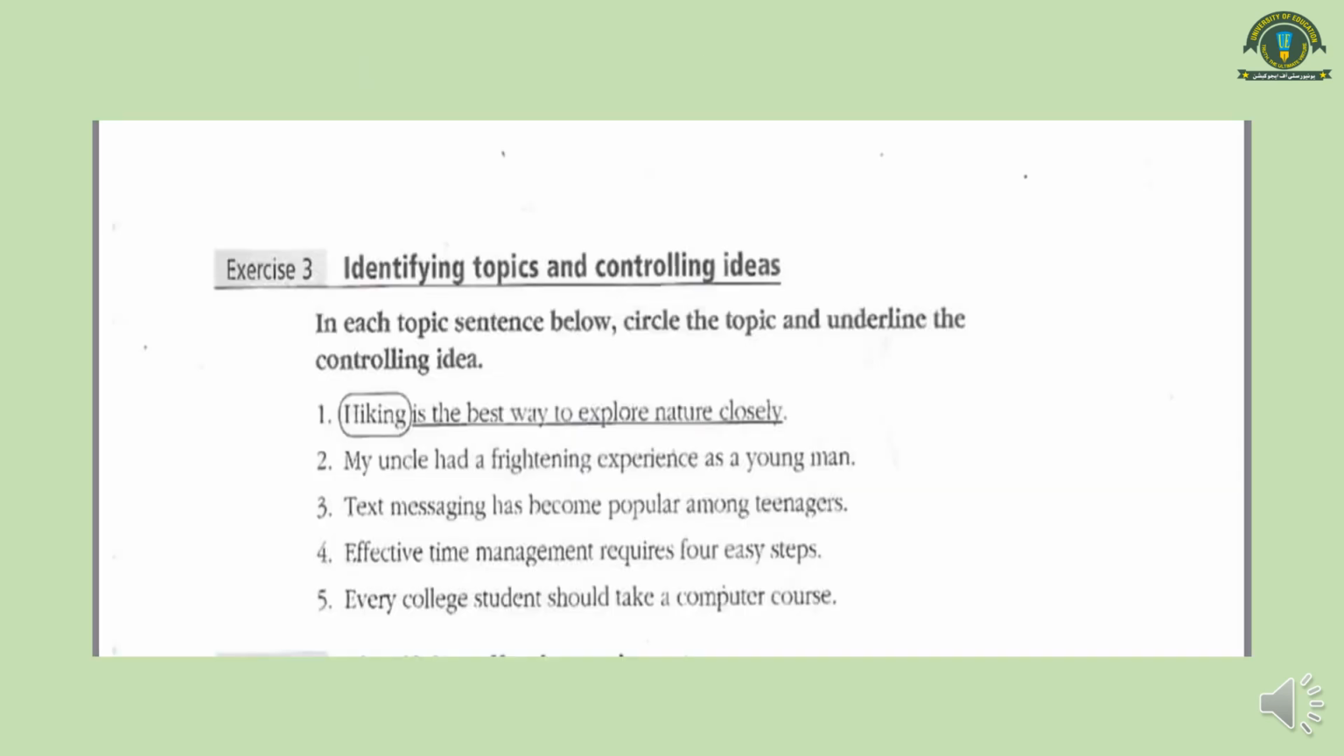Now, identifying topics and controlling ideas. In each topic sentence below, circle the topic and underline the controlling idea. So the first example is solved, that is: hiking is the best way to explore nature closely. So hiking is the main topic and the controlling idea is the best way to explore nature closely.